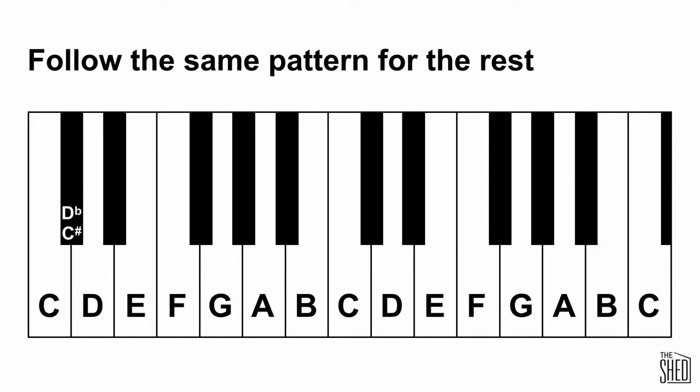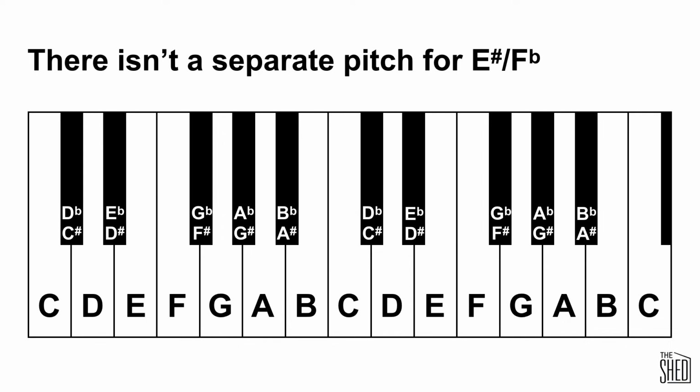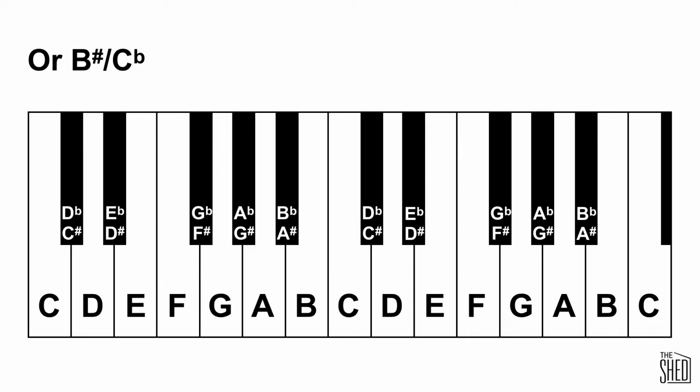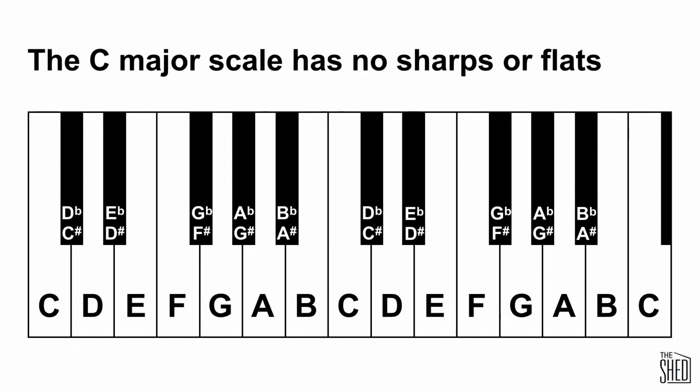Follow the same pattern for the rest. So D sharp is E flat, F sharp and G flat, G sharp and A flat, A sharp and B flat, and so on and so forth. I'm sure you noticed there is no separate pitch for E sharp and F flat or B sharp and C flat. That's weird. The C major scale has no sharps or flats.